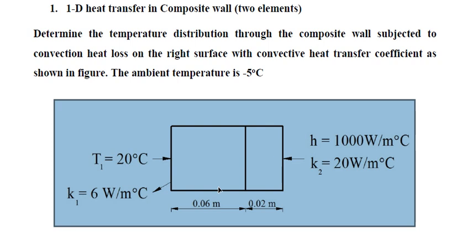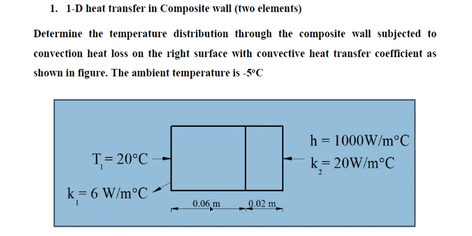Though this looks two-dimensional, we will take it as 1D heat transfer. We will analyze a 1D FE model. Since it is a one-dimensional analysis, we can take a 1D element also. H is the convective heat transfer coefficient of the material. It is 1000 watt per meter square degree centigrade.